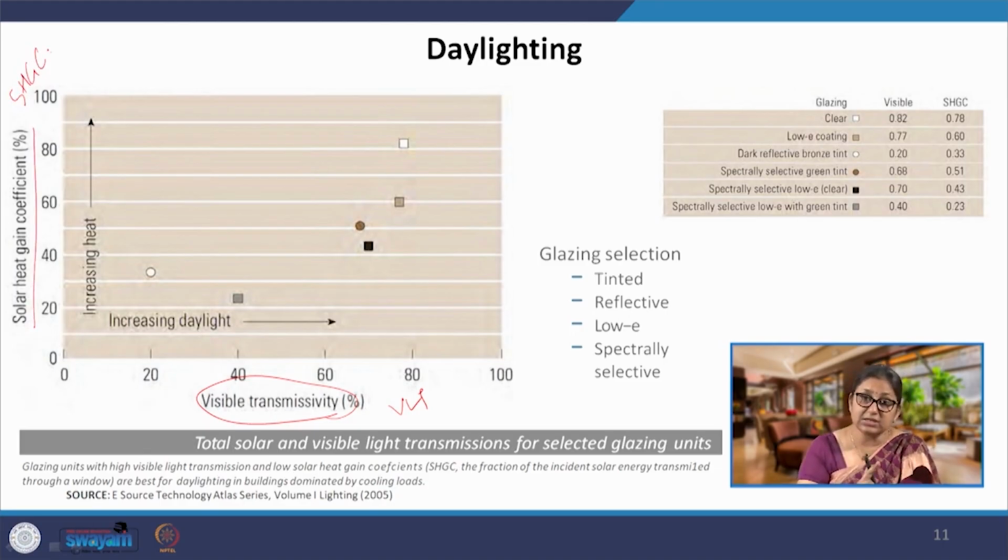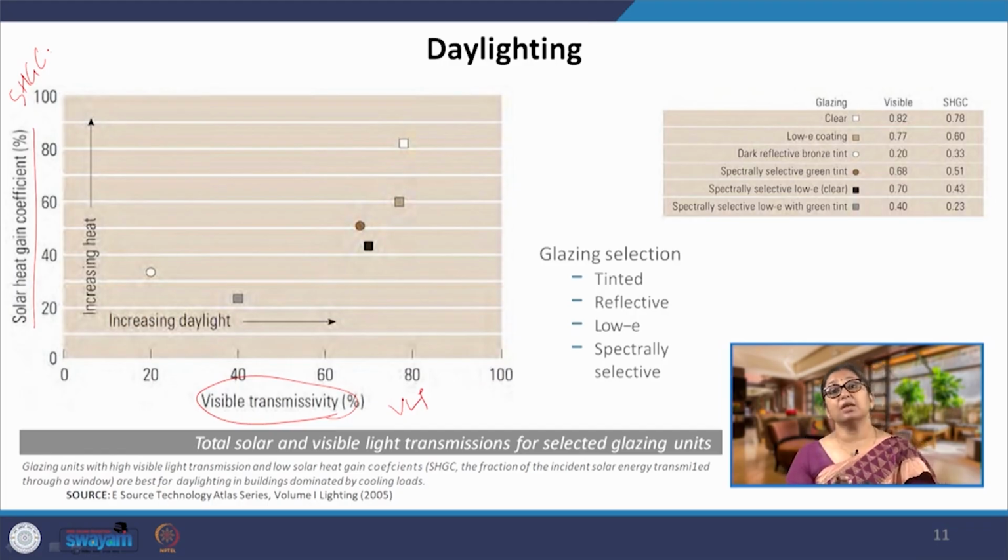Now, SHGC is responsible for bringing in heat, the heat part of it, or allowing the heat to be lost. It is responsible for heat exchange. The VLT is responsible for bringing in the light. Higher VLT implies more amount of light, higher SHGC implies more amount of heat exchange happening.